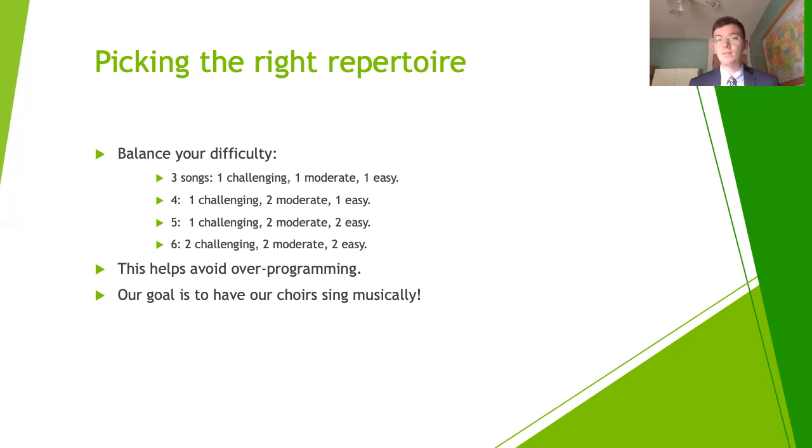So I would recommend balancing the difficulty. If you have 3 songs, pick one that's challenging, one moderate, one easy, so that they get one at each level. And I gave a couple other examples you'll see here. If you have 4 songs, 1 challenging, 2 moderate, 1 easy. That's just an example. 1 challenging, 2 moderate, 2 easy for 5, and then 2 challenging, 2 moderate, 2 easy for 6. The idea here is that we don't overprogram, that we don't overburden them with challenging repertoire.